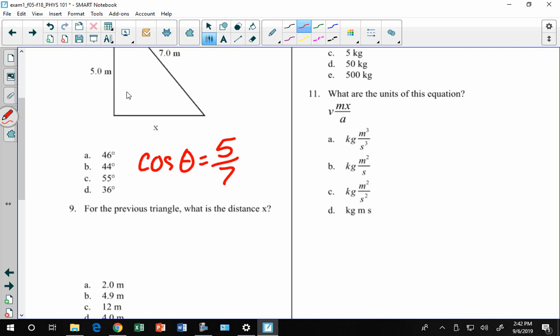Oh, and then to find x, I would do a squared plus b squared equals c squared. Be careful. Sometimes students forget to take the square root. And of course, that's an answer, right? Not taking the square root. So make sure that you do 5 squared plus x squared equals 7 squared. Then in the end, you don't forget to take the square root of x squared, both sides.